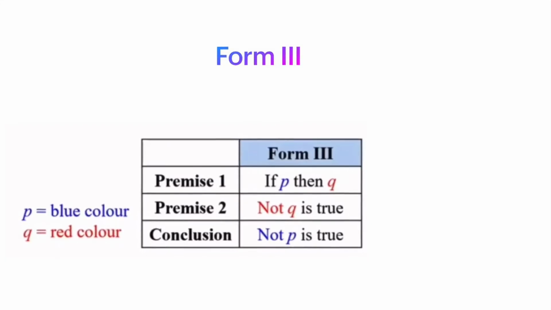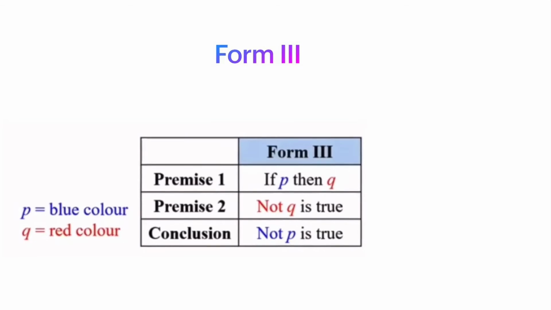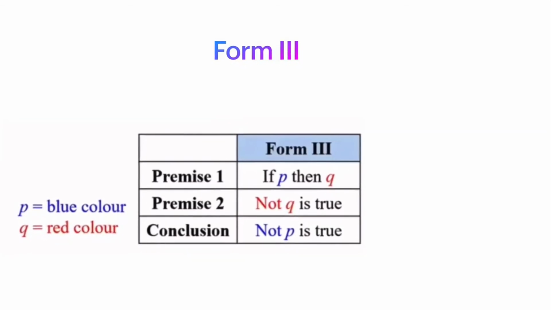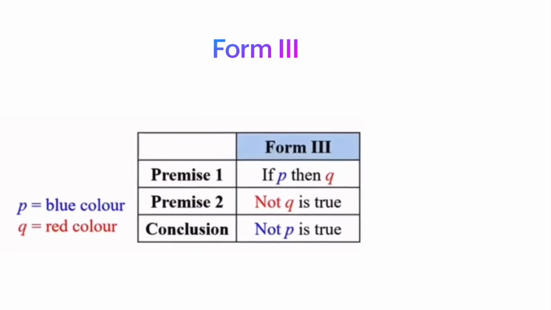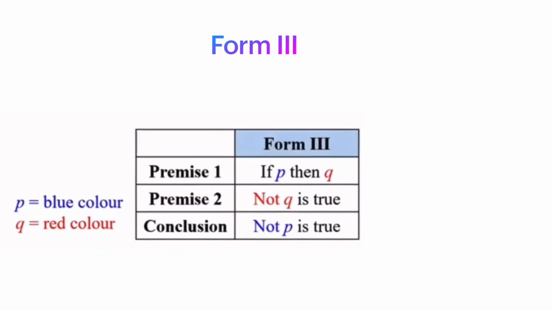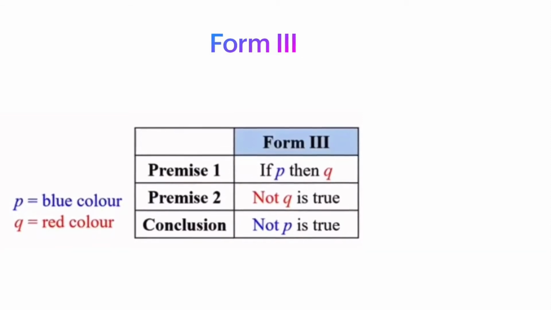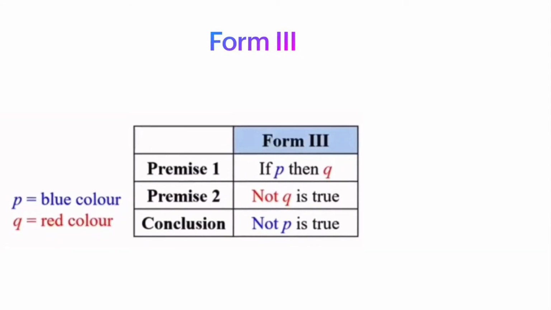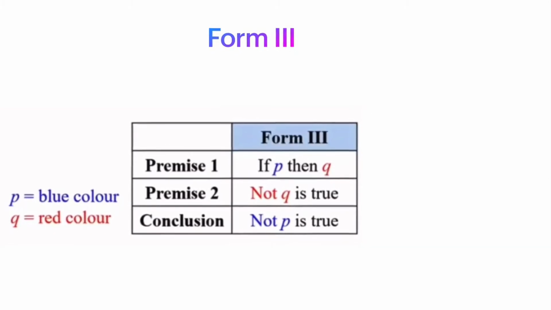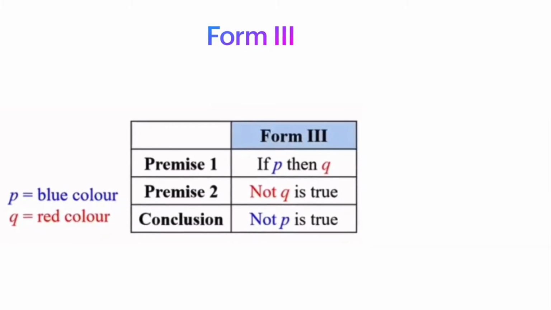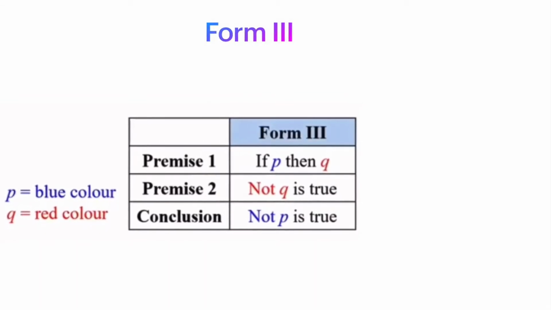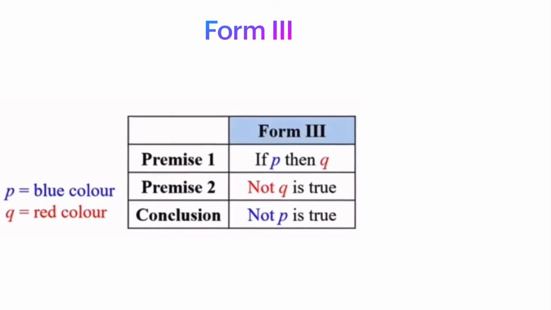For form 3 arguments, we have the if P then Q, still the same as form 2. Form 2 and form 3 are almost the same for premise 1. But for premise 2, not Q is true. Q comes first, followed by not P is true. So you have to follow exactly the pattern of the form 3 argument. Premise 2 is not Q is true.